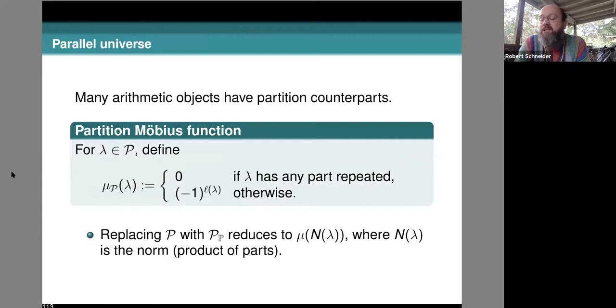So if the partition has any part repeated, then the mu vanishes. And otherwise, we're replacing the length of the partition with no repeated part with, in the classical case, the number of prime factors. So this is basically analogous to that. And then you'll see that it is the analogy.